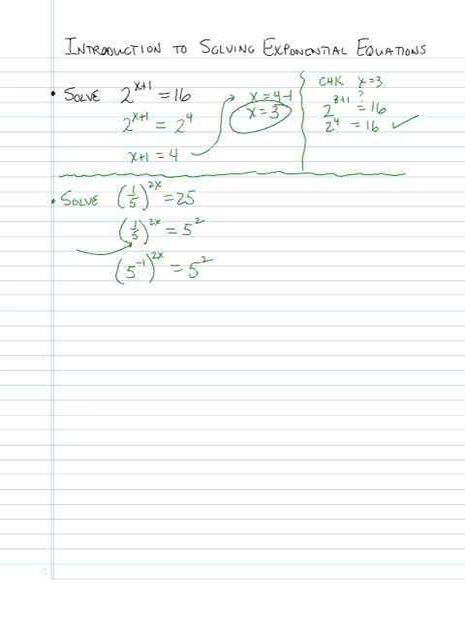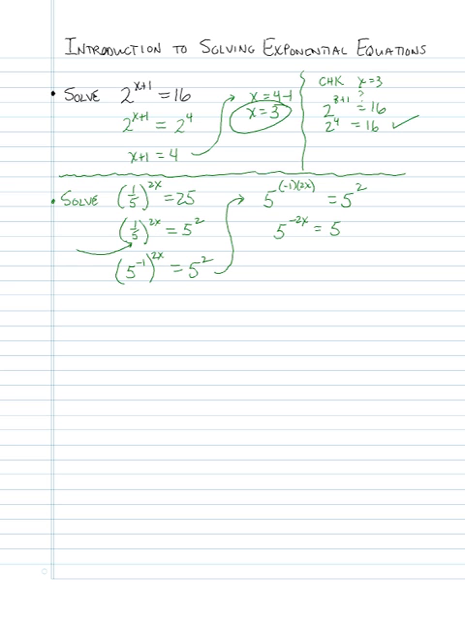Now, on the left side, we can use laws of exponents and replace that x⁵ to a power raised to a power. What do we do? We multiply the two powers together. So we have 5 to a power that's -1 times 2x on the left, and 5 to the 2 on the right. And of course, -1 times 2x is -2x.